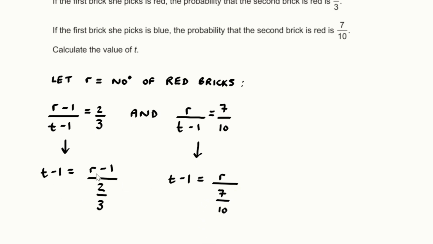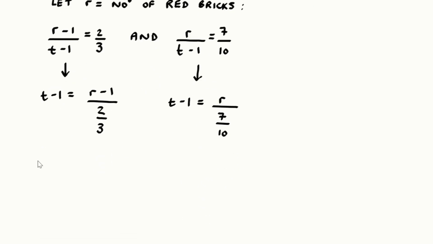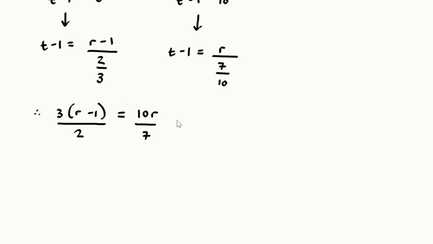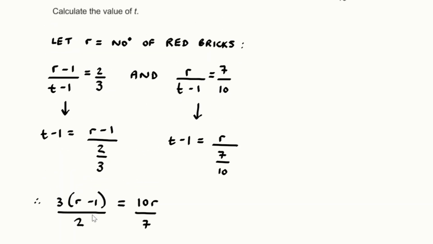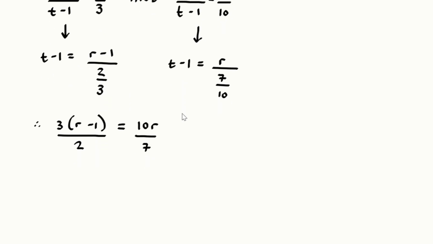Now, if I set these two equal to each other, I've got r minus 1 over 2/3, so that's the same as 3 lots of r minus 1 over 2. This will equal 10r over 7. I'm setting these two equal to each other because they're both equal to t minus 1. And if I find out what r is, I can then find out what t is.